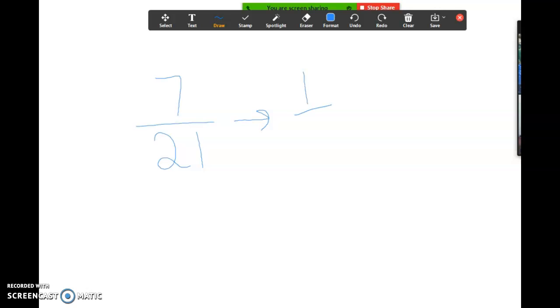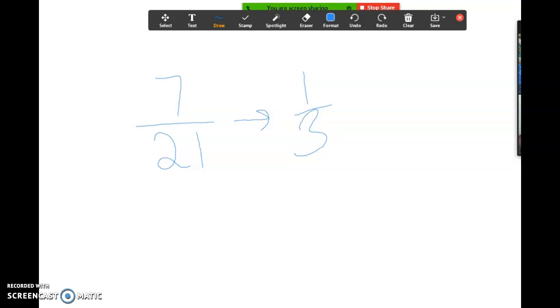Nice. How did you solve that? So you have to do what you did to the top to the bottom. So I divided the top by 7. So I divided the bottom by 7. Excellent. Which gives me 1/3. Perfect. All right, Noah.